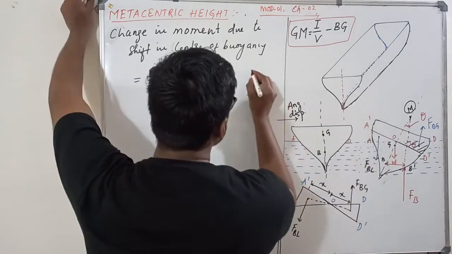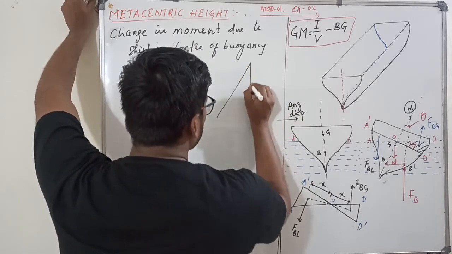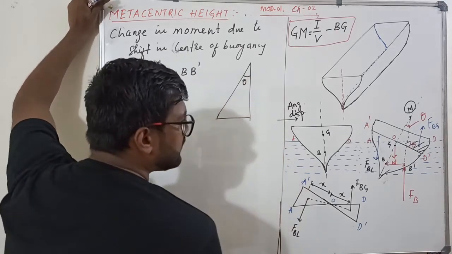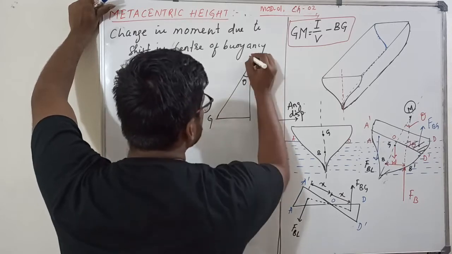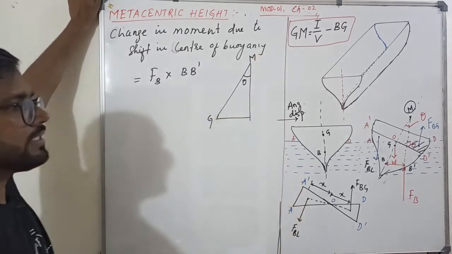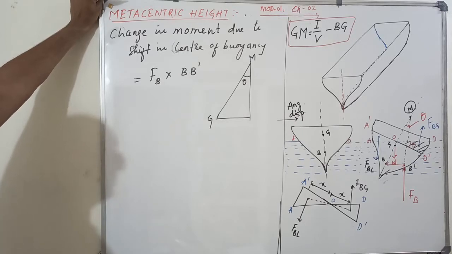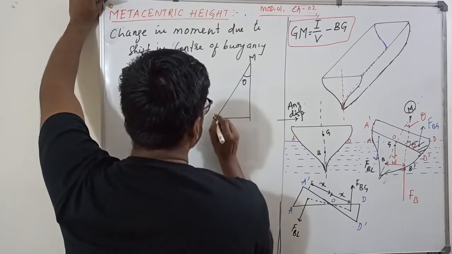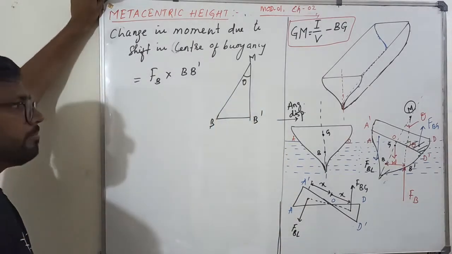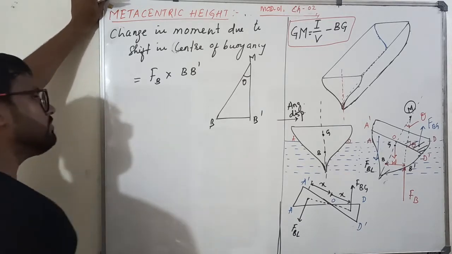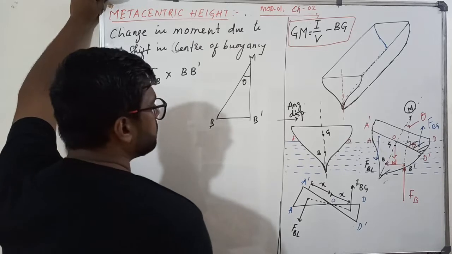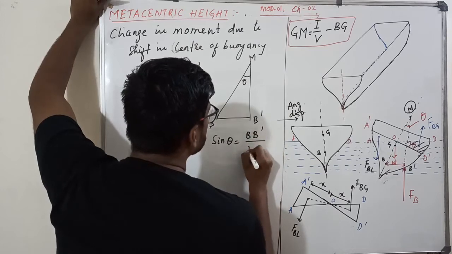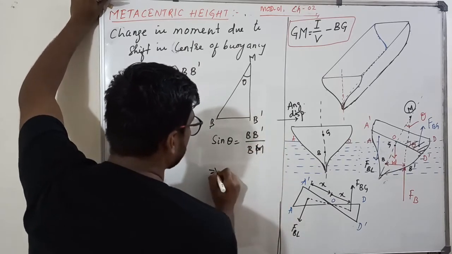Now, let me draw this diagram. Okay, this angle is your theta. This is your G. This is your M. That is metacentric height, GM. Okay, understood? This is your BM, B dash M. Can you tell me what will be the value of BB dash? Take sin theta. What will we get, sir? I will get BB dash by BM. Very good.